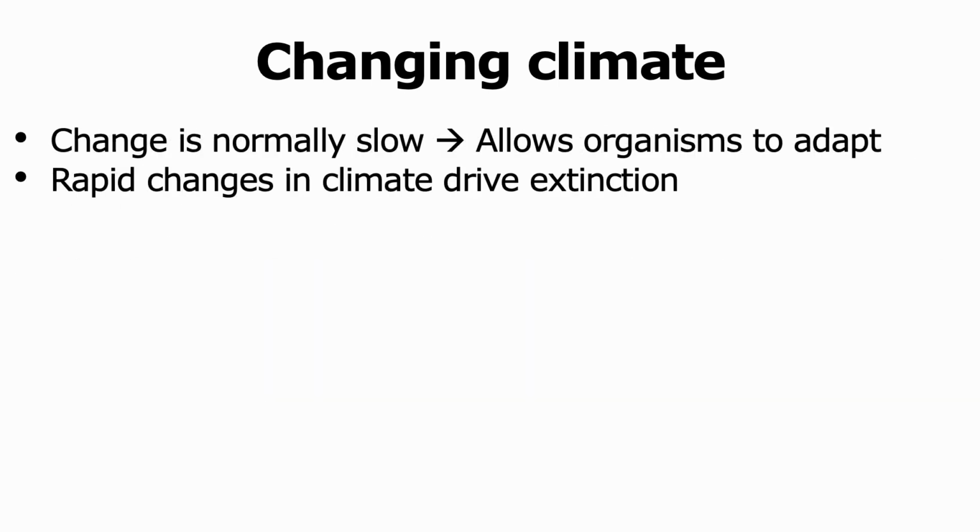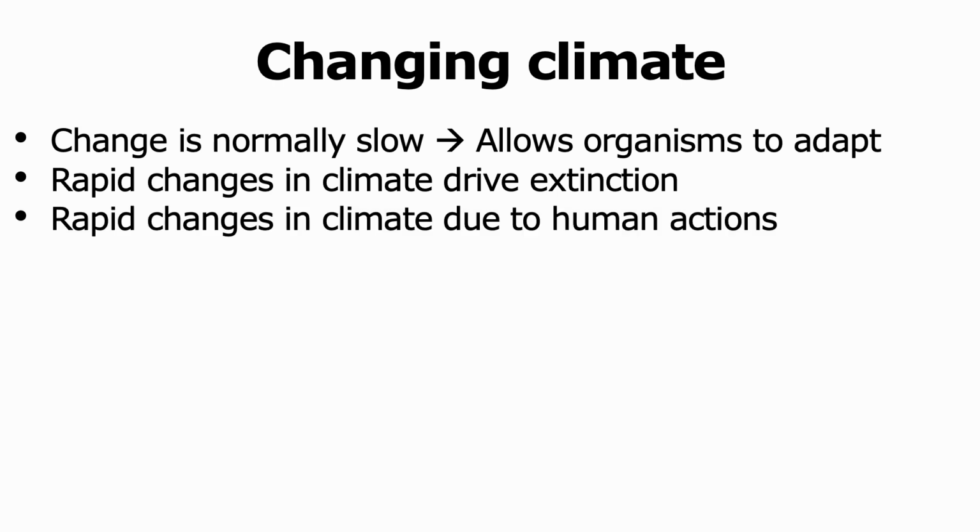Now, when there are rapid changes in climate, it usually drives the extinction of many different species. This is because these organisms simply do not have time to evolve and adapt to this changing environment. We have observed this while studying past mass extinctions. Nowadays, we are also observing rapid changes in climate, but it is due to human actions.